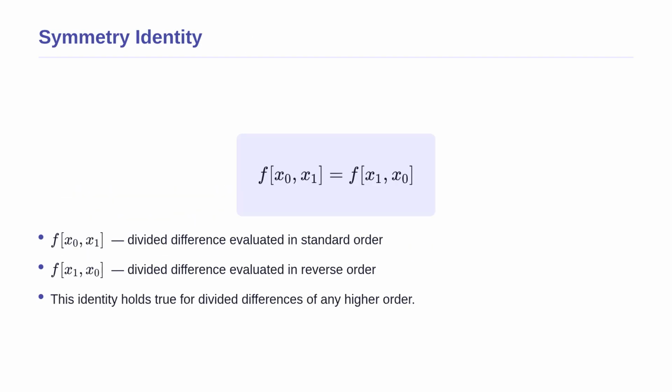This simple equation represents the symmetry property for the first divided difference. The left side is our standard divided difference from x0 to x1. The right side evaluates the points in reverse order from x1 to x0. The property guarantees these two are perfectly equal. Furthermore, this holds true for divided differences of any order. A third-order difference is identical regardless of how its 4 points are shuffled. Now that we have stated this identity, let us prove exactly why the order of the points does not matter.